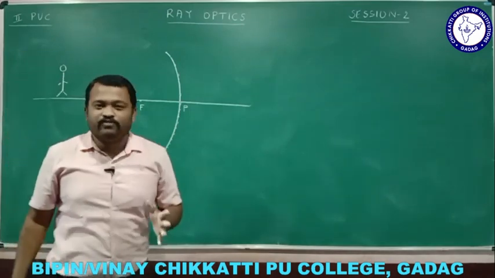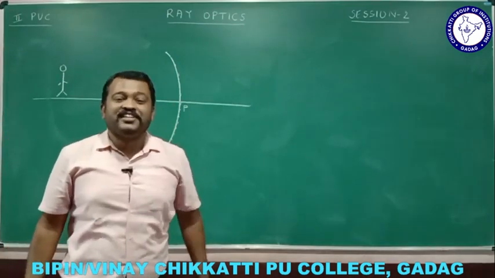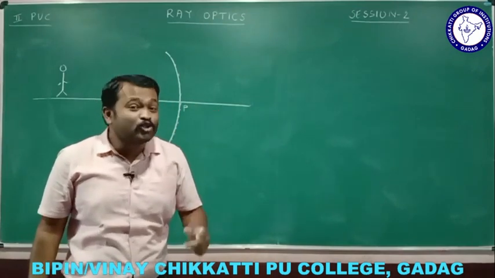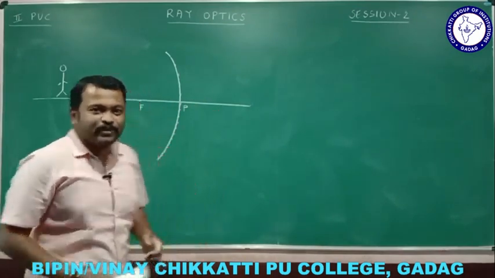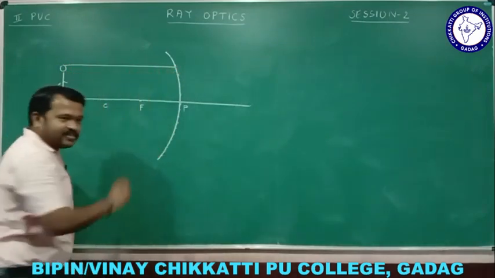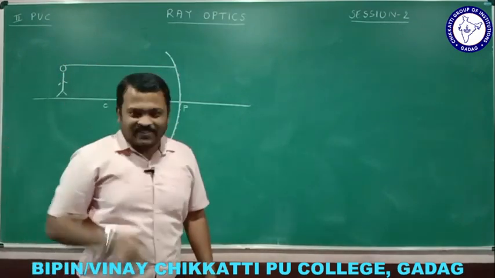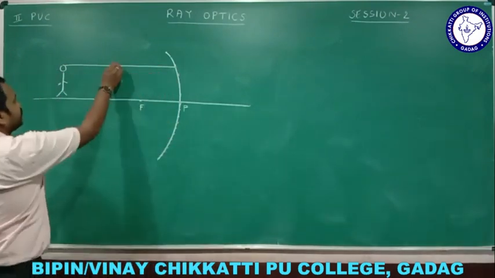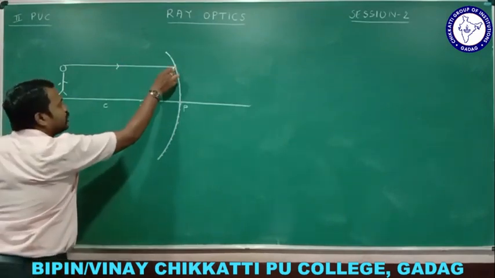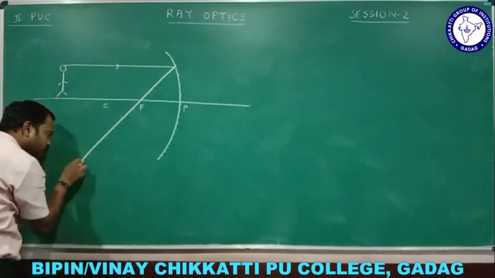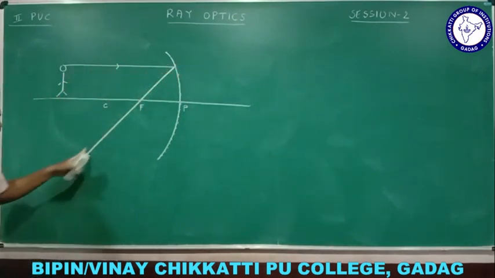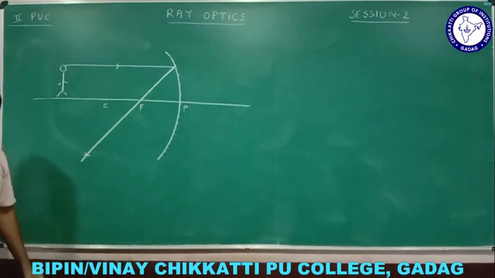Shall I use the 4 rules now? The first rule says if the incident ray is parallel to the principal axis, then the reflected ray passes through the principal focus. Let me use that. Always the ray comes from the object. This is the incident ray, and the reflected ray goes through the principal focus. So this is the first one: if the incident ray is parallel to the principal axis, the reflected ray passes through the principal focus.